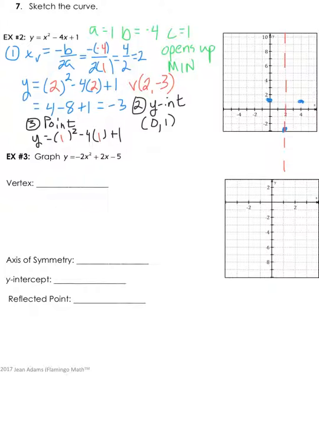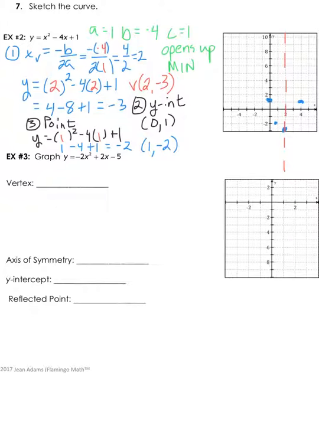1 and 1. And so that gives me 1 minus 4 plus 1. Well, 1 and 1 is 2, and a -4 is -2. So when x was 1, y was -2. So that's my other point, (1, -2), right here.